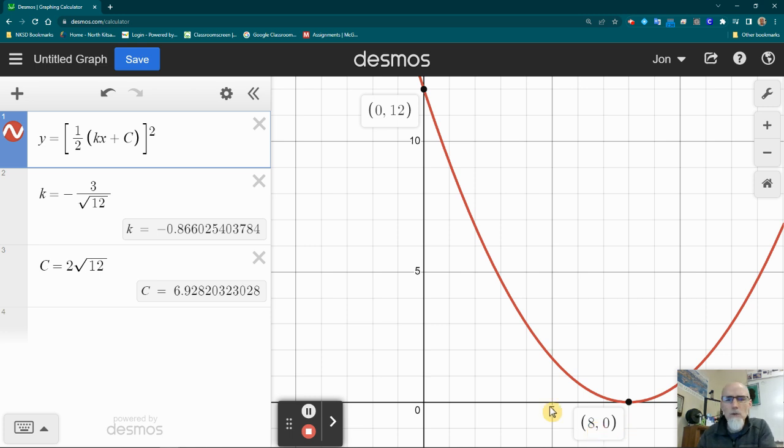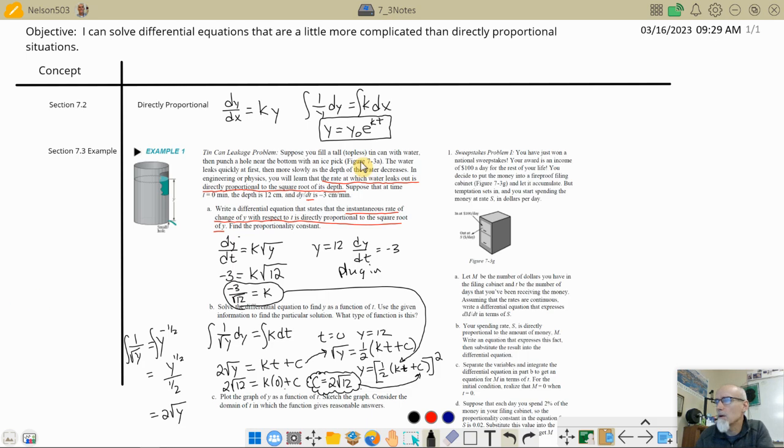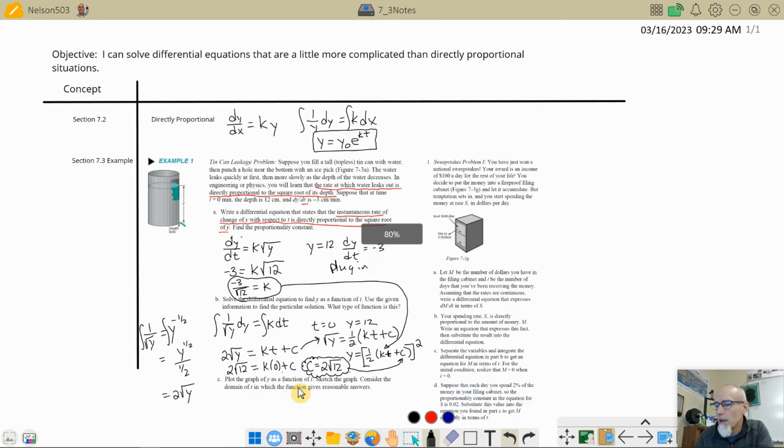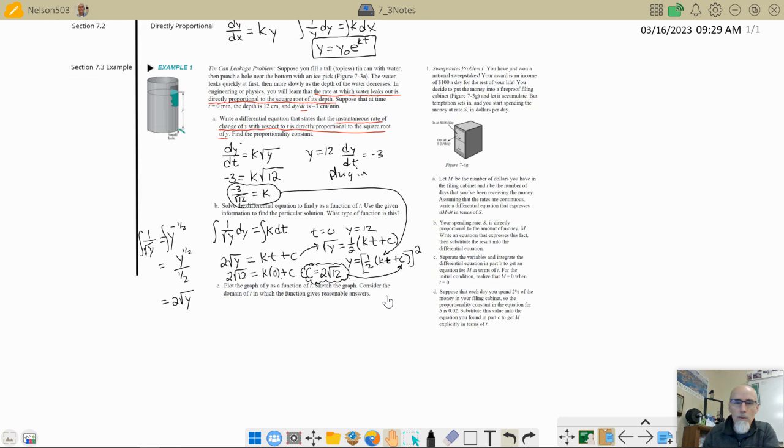Now, what was the unit again for our time? Let's see, where did it say here? In minutes? Is it in minutes? Where's the time? Minutes, right? So it says plot and sketch the graph. Consider the domain of t in which the function gives a reasonable answer. So when we think about that, we want to go between 0 and 8 minutes.